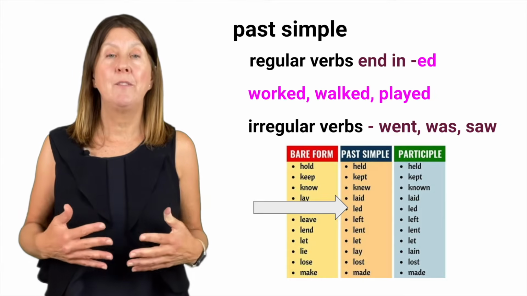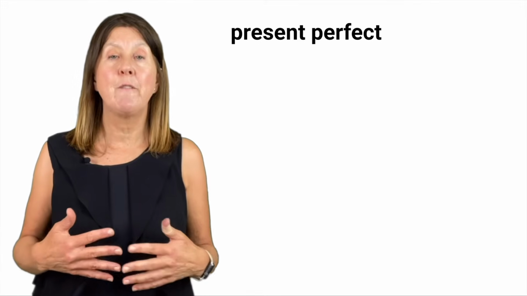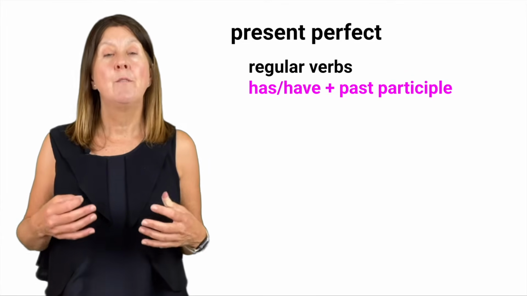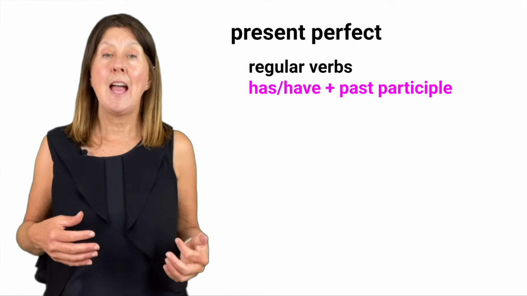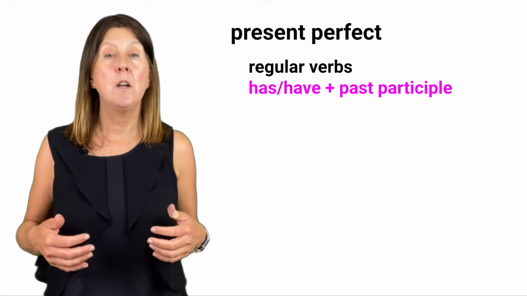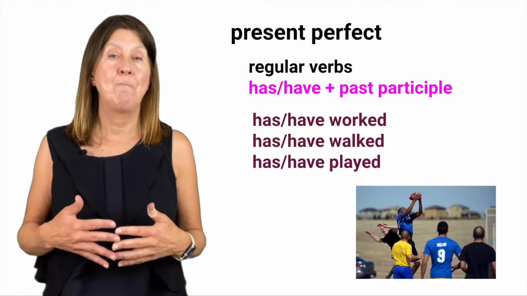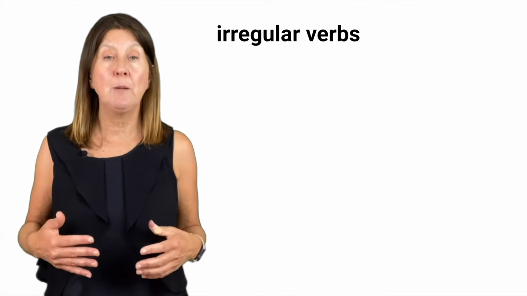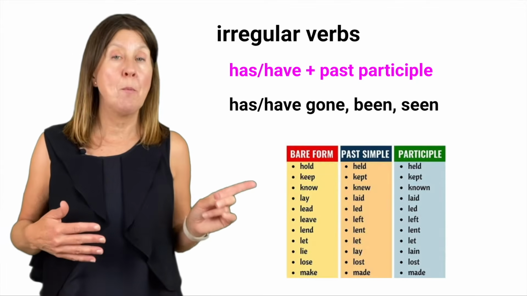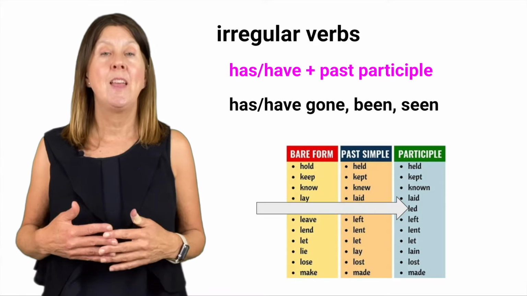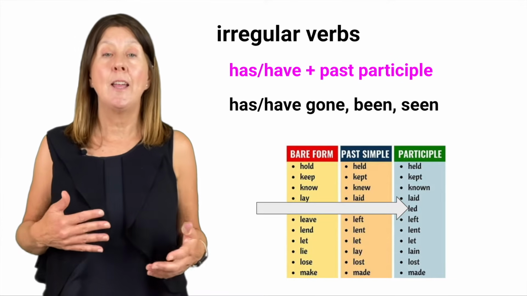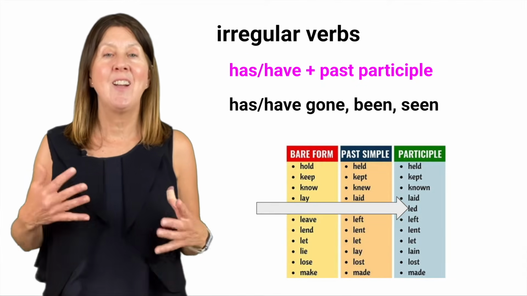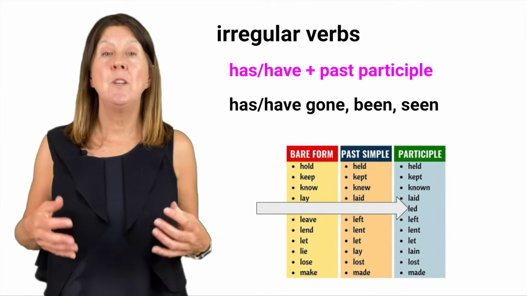The present perfect is made with the present tense of the verb to have and the past participle. For regular verbs, we have has or have, worked, walked, or played. For irregular verbs, in the present perfect, we use the past participle, which is the third column of your irregular verb table, such as I have or has gone, been, or seen. Okay, so now when do we use them?